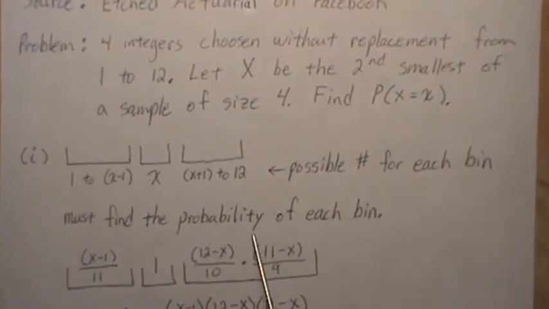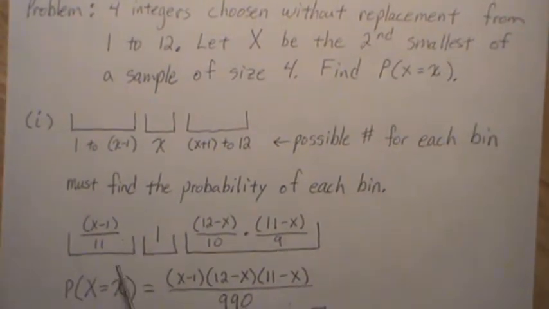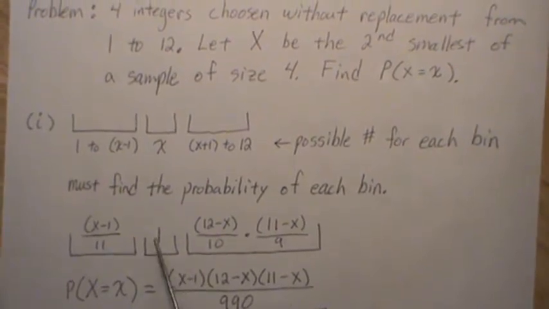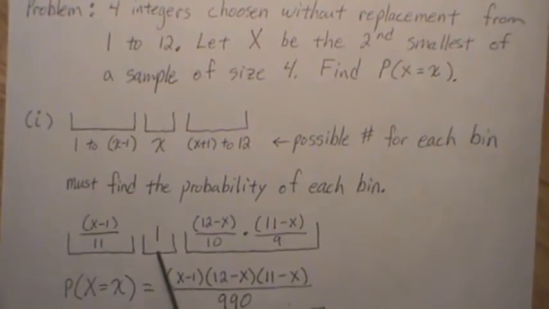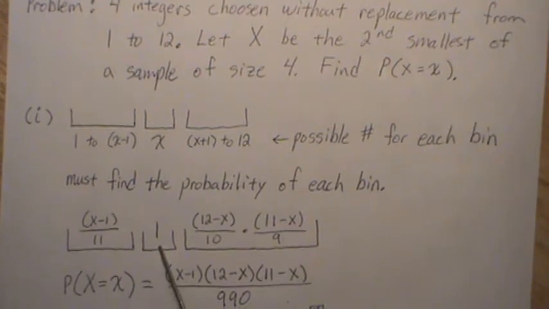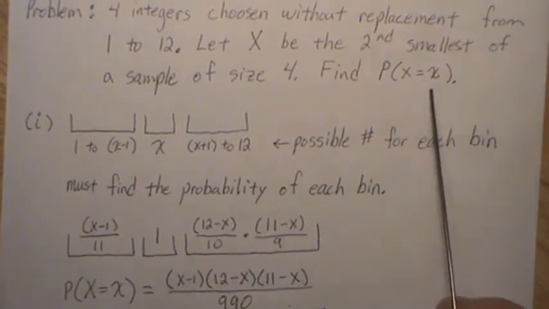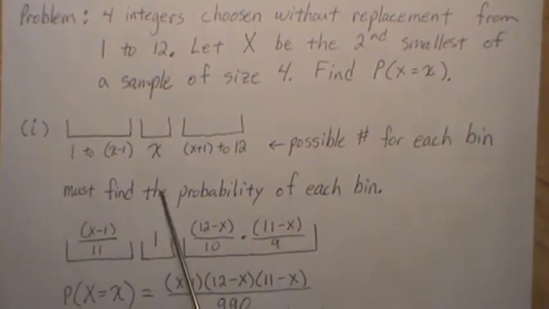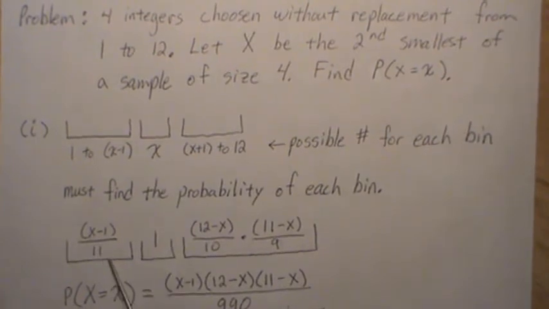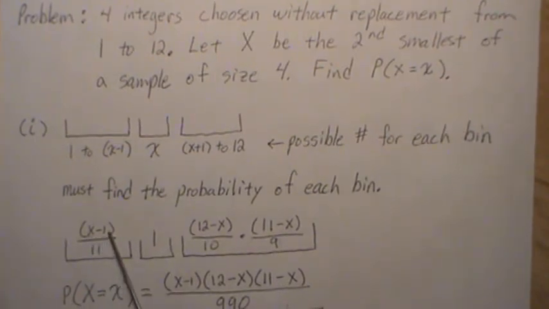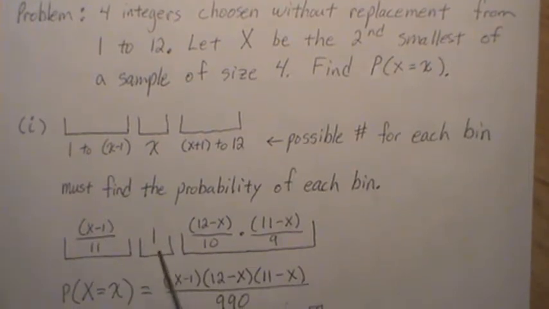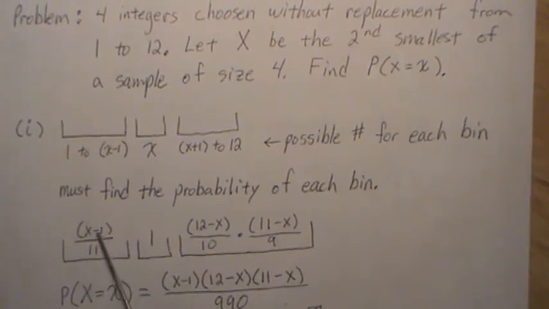So let's find the probability for each bin. Here, there's only one choice that goes here, the number x. And here there are x minus 1 numbers that are below this number x, out of the 11 possible. So the probability that we pick one of them is x minus 1 over 11.